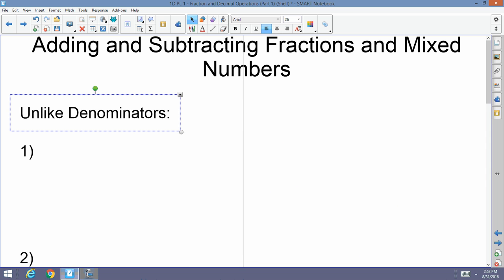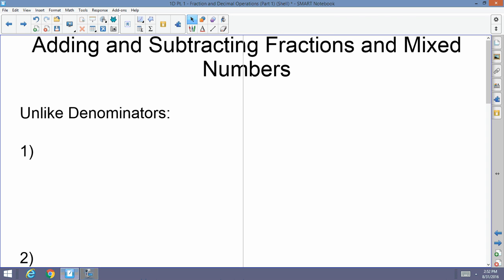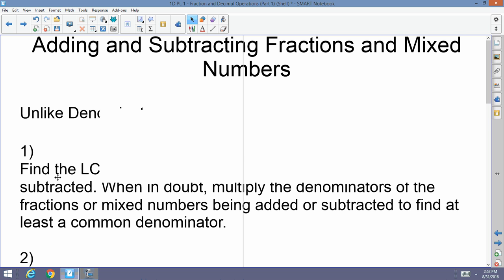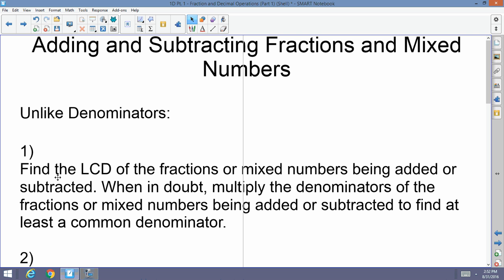Now, what occurs when you have unlike denominators? Well, when you have unlike denominators, the following occurs. You're going to, first of all, find the LCD, that's the least common denominator of the fractions or mixed numbers being added or subtracted. Now, the LCD is the same thing as the LCM, except it's a denominator. The LCM is just a whole number. The LCD is a denominator.